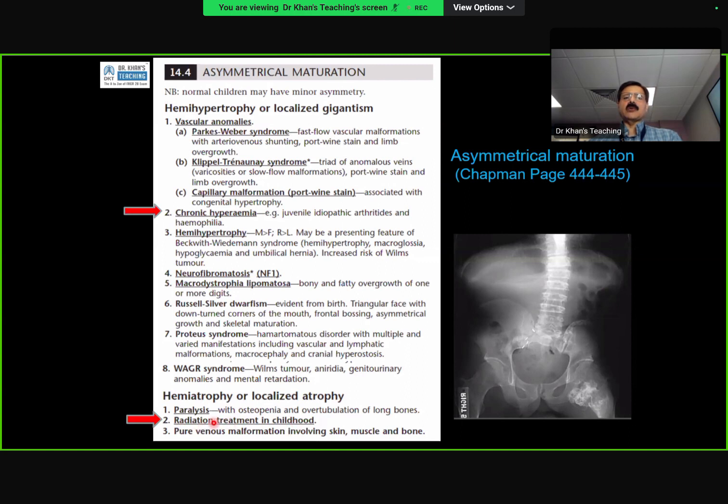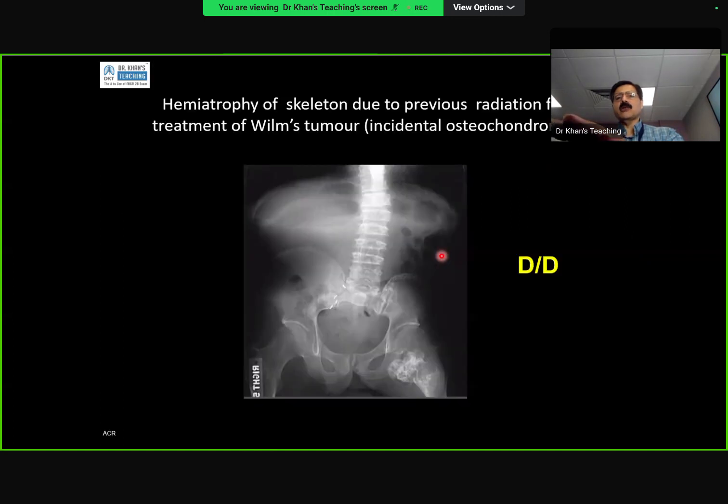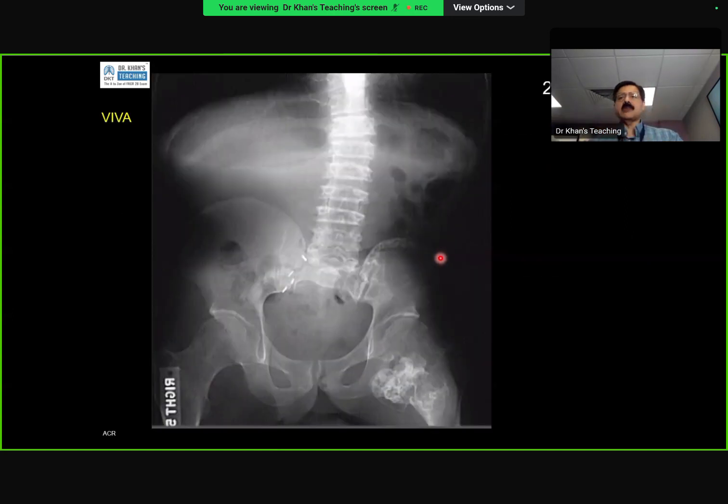Radiation treatment in childhood. This is what it causes. So what happens in radiation treatment of childhood? Radiation causes a sort of small vessel ischemia, a vasculitis type of thing, and that is why there can be atrophy. If you stretch your imagination, now what is happening? This patient had Wilms tumor.